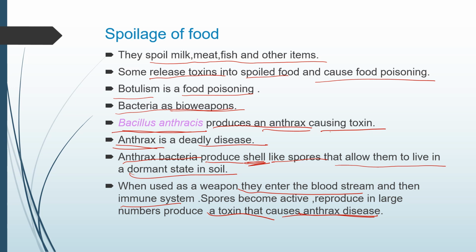This is how these bioweapons are introduced into the human body and animal body. As soon as they enter the body, they destroy the immune system, the spores become active, and they start reproducing in huge numbers in the host body. Thus the toxin causes the disease in the body, and it kills a huge population of animals as well as humans. So this is all in today's episode on useful and harmful effects of bacteria in human life.